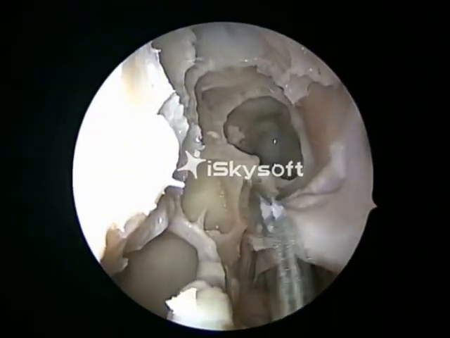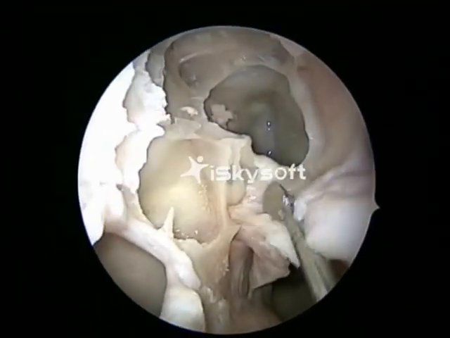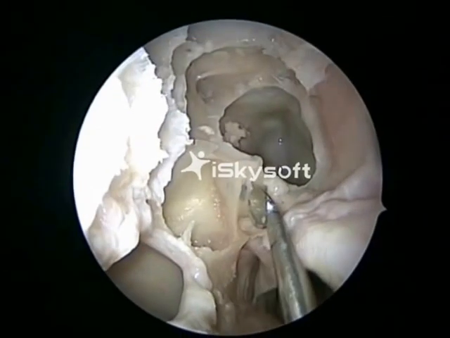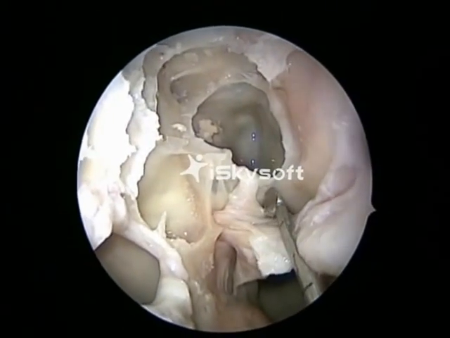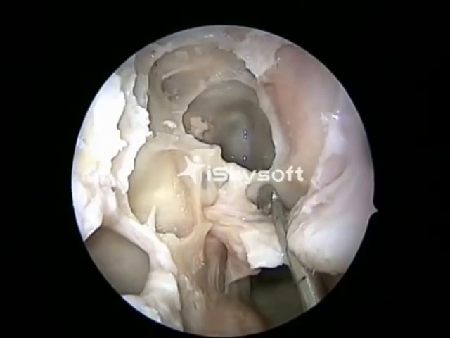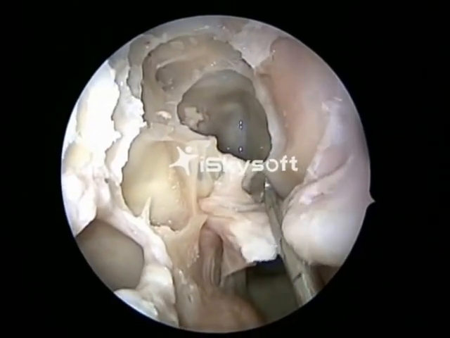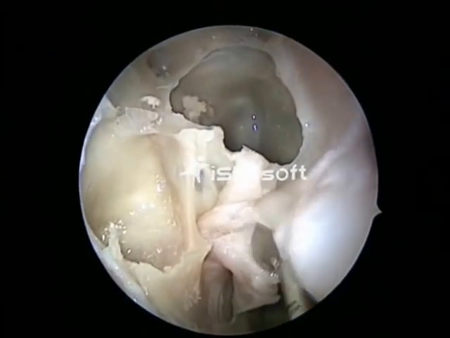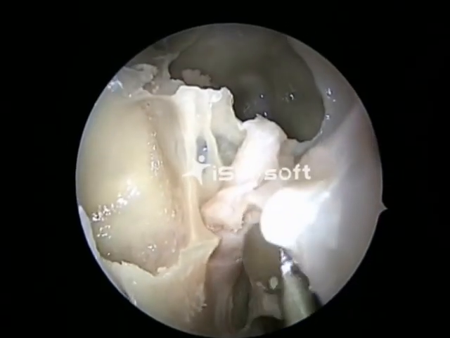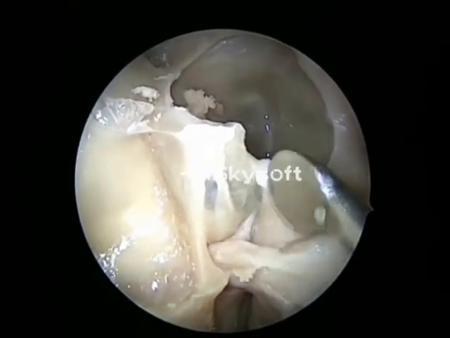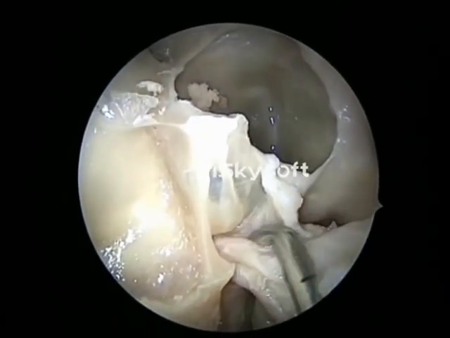That's the sphenopalatine artery. Now we give a mild stretch, medial pressure over the middle turbinate, and that stretches the artery. And then we can see the sphenopalatine artery very clearly. And once we do that, we can either clip it or ligate it or diathermize it.